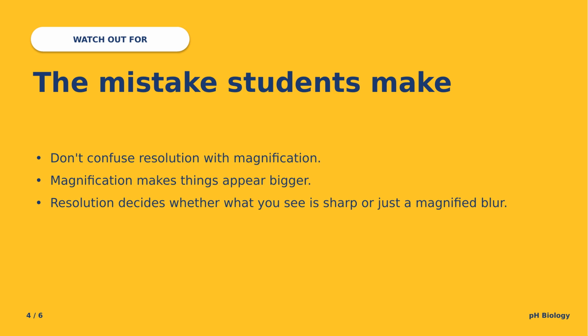Common slip. Don't confuse resolution with magnification. Magnification makes things appear bigger. Resolution decides what you see as sharp or just a magnified blur. A useful microscope needs both. High magnification with low resolution just gives you a giant smudge.